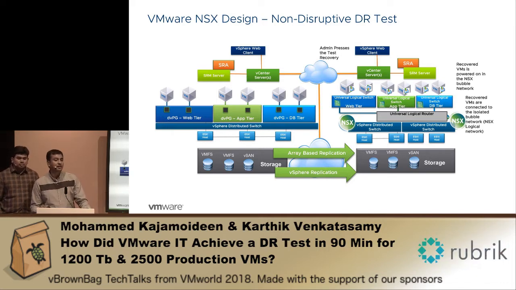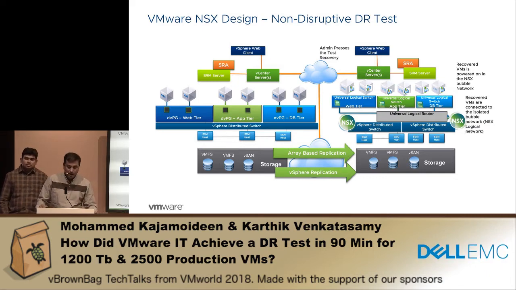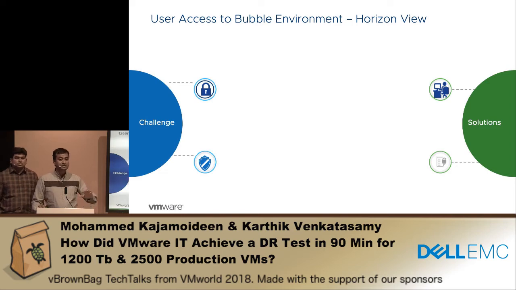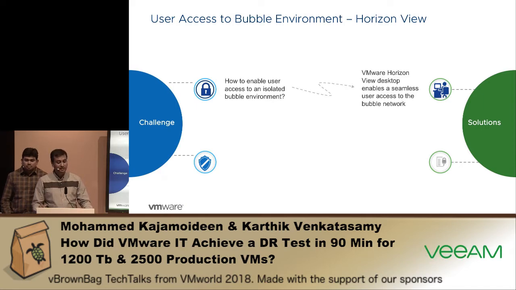We do not have 100% success for our DR test until we perform the application validation. Since these VMs are recovered in an isolated bubble environment, how can we enable user access to this bubble environment? Here we are leveraging Horizon View desktop, which enables seamless user access to our bubble network.